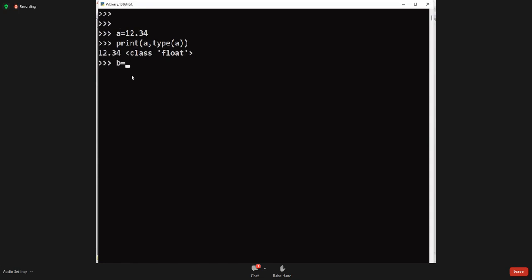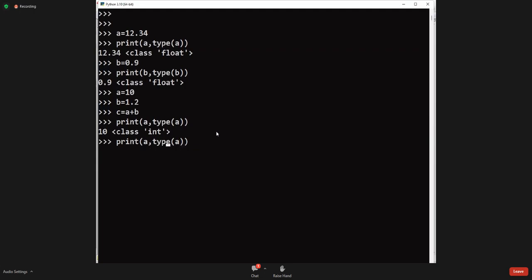Next, B is equal to 1.2 or 0.9. Print of B comma type of B. Also called what? Float. Next, last and final. A is equal to 10, B is equal to 1.2, C is equal to A plus B. Print of A, type of A. Answer please. Come on. What is the type? Int. Next, B type is what? Float. And obviously C type is what?